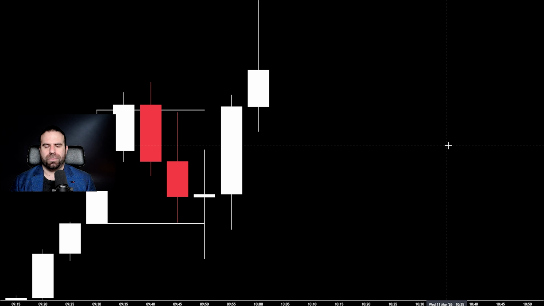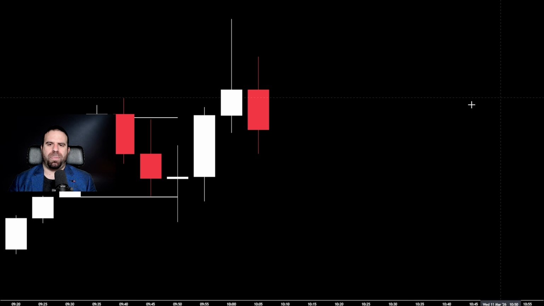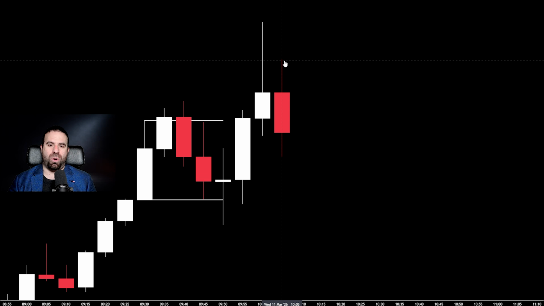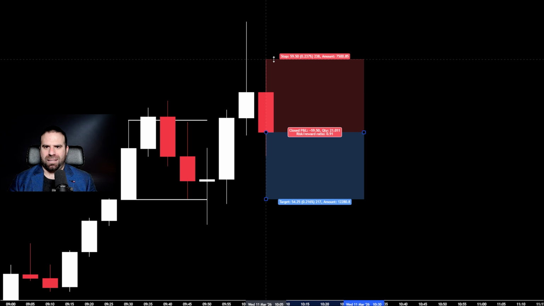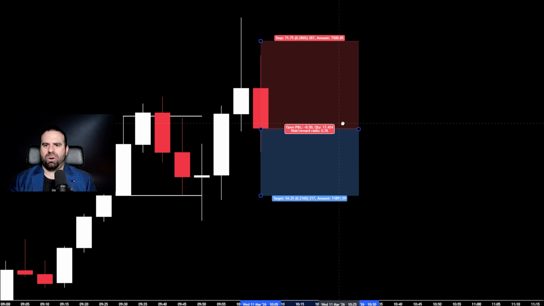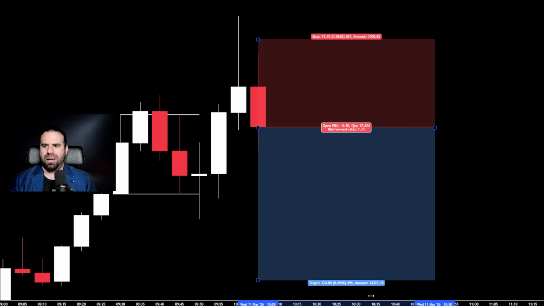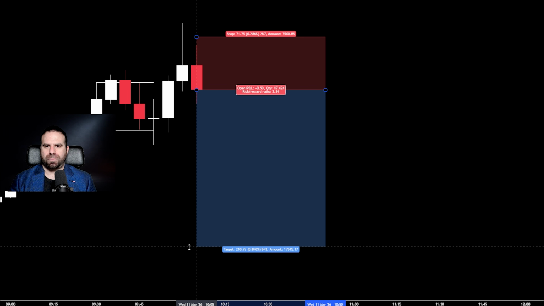Let's continue. Okay, this is a little bit better. Now here the wick from the top is bigger than the bottom wick, almost the same, a little bit larger. I will take the trade here and I will place a stop loss at 292.88 and I will go ahead and target a 3-to-1 reward to risk again. There you go.